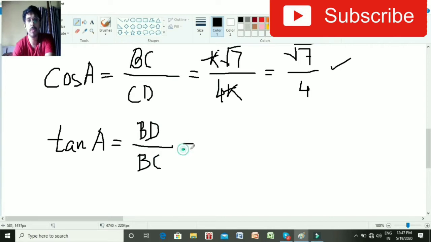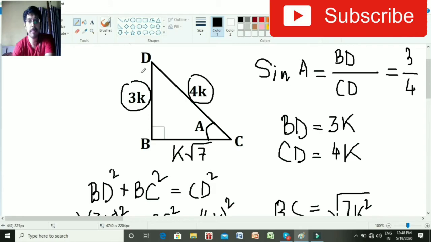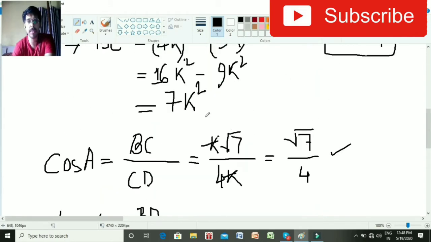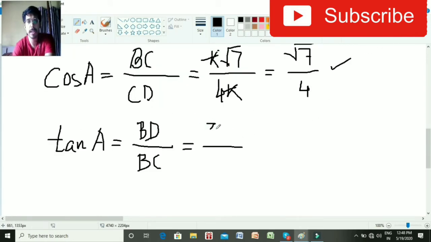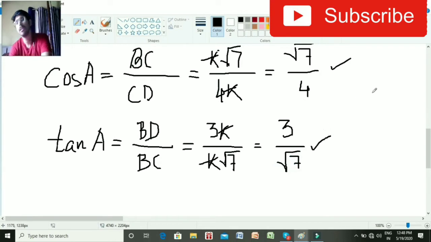Now we need to just put the values. BD is 3k and BC is k root 7. So now we need to cancel the k. So the final value that we will get here will be 3 upon root 7. This is the second part of the answer.